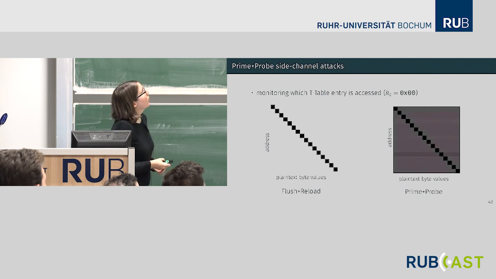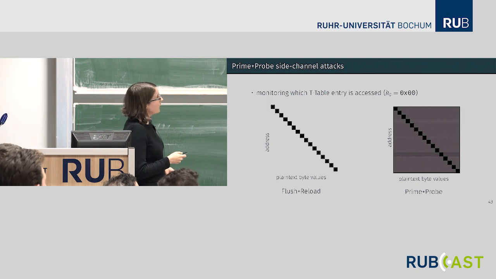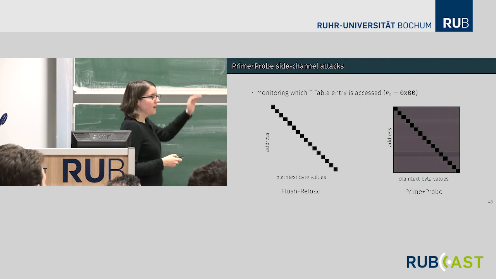So I've told you that we can monitor a lot of things with the cache. So the idea is that now we're going to monitor which table entry is accessed. So here you have the addresses that are monitored, and this is basically which table entry we monitor. And here you have the plaintext byte values. So when you have some dark squares, it means that we had a lot of cache hits. So it means that this entry was accessed.